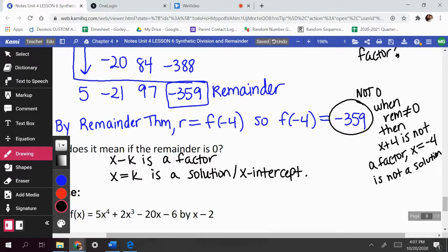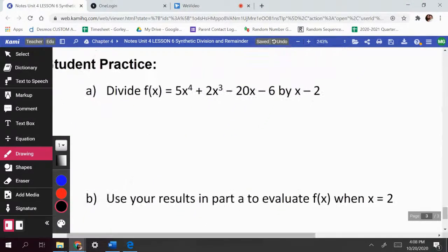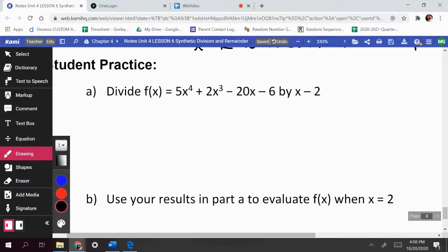What does the remainder have to equal in order for it to be a factor or a solution? It's got to be 0. Okay, in this case, it was not 0. So, all right, let's try this one. We're going to divide this expression by x minus 2. It is linear, right? Leading coefficient 1. So it is a good candidate for synthetic division.